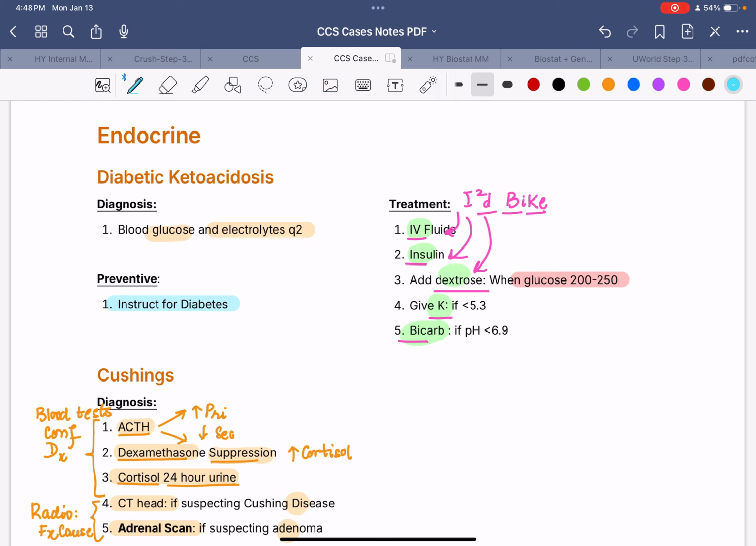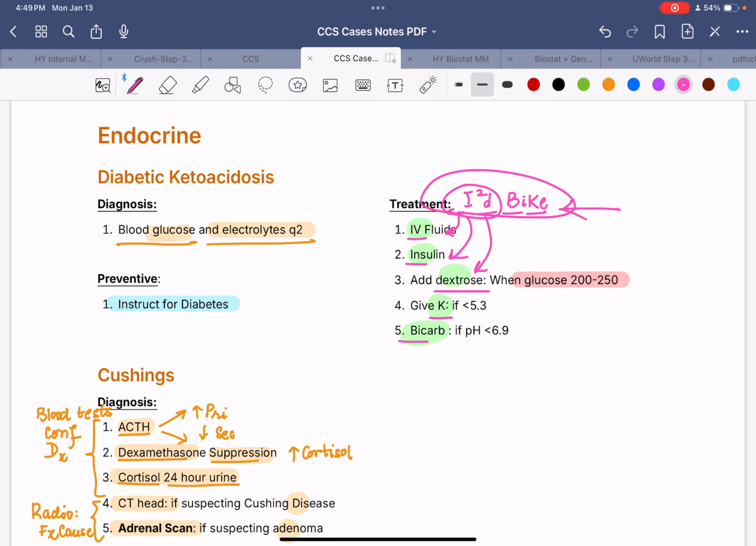Let's begin. Diabetic ketoacidosis. You already know that diabetic ketoacidosis is a problem of hyperglycemia along with electrolyte abnormality. So in the diagnosis, we have to monitor both the blood glucose and electrolytes too early. Now in the treatment, I have made a mnemonic so that we don't forget it, because diabetic ketoacidosis is one very serious condition, and at the same time it's a very common and important condition to be encountered. Therefore, you cannot miss any of these steps.